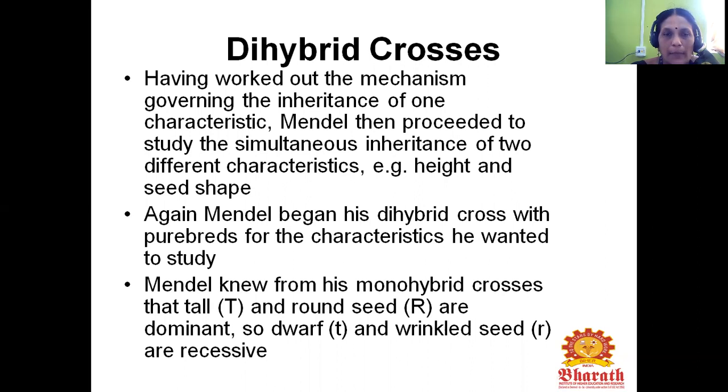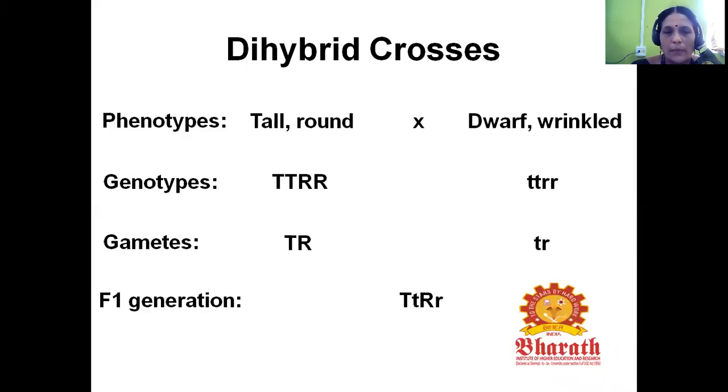Let's see about the dihybrid crosses. Having worked out the mechanism governing the inheritance of one characteristic, Mendel then proceeded to study the simultaneous inheritance of two different characteristics, for example, height and seed shape. Again, Mendel began his dihybrid cross with the pure breed of the characteristics he wanted to study. Mendel knew from his monohybrid crosses that tall and round seed are dominant, and so dwarf and wrinkled seed are recessive. So the phenotype is tall, round.